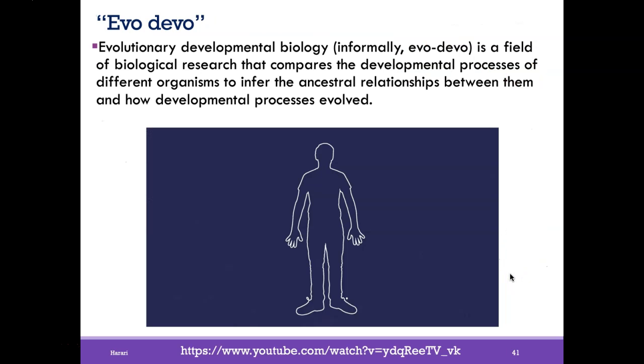Evolutionary developmental biology, also known as Evo-Devo, is a field of biological research that compares the developmental processes of different organisms to try to figure out the ancestral relationships between them. So you look at how different organisms develop, and then you can basically figure out what they have in common and how their differences came about.